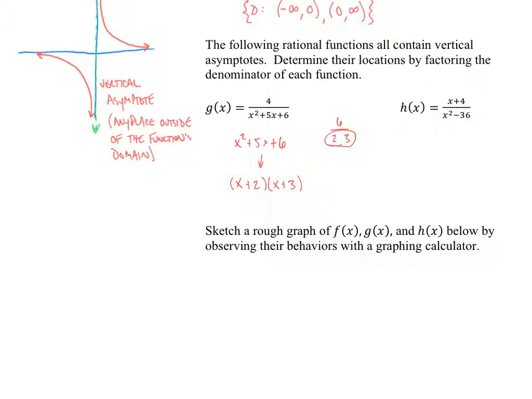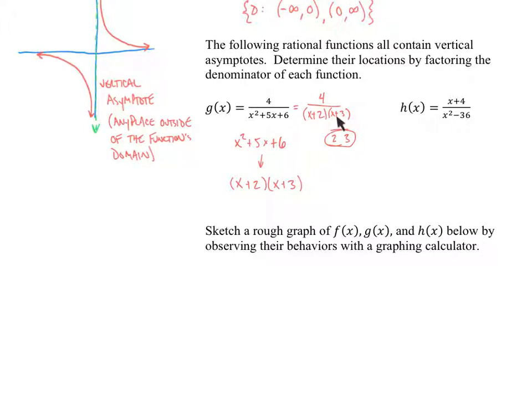So what this means then is that g of x could also be written as 4 times x plus 2 times x plus 3. It's the same thing. And the reason that that's useful is now we know that if x were to be negative 2, this would be 0. And 0 times anything is 0, so that would cause the whole denominator to be 0.